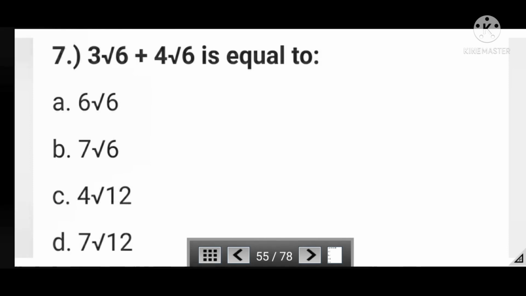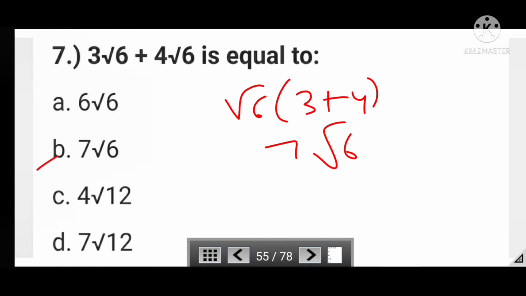Next question, 3 under root 6 plus 4 under root 6 is equal to. Taking under root 6 common, 3 plus 4, that is 7 under root 6, so B option is the right option.